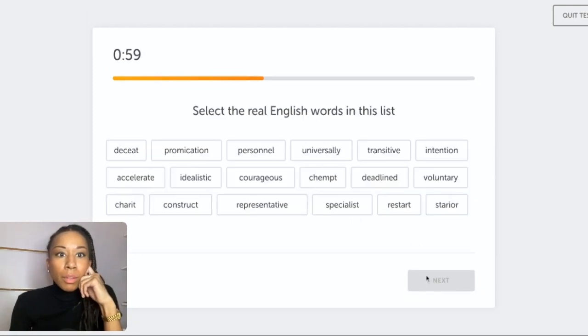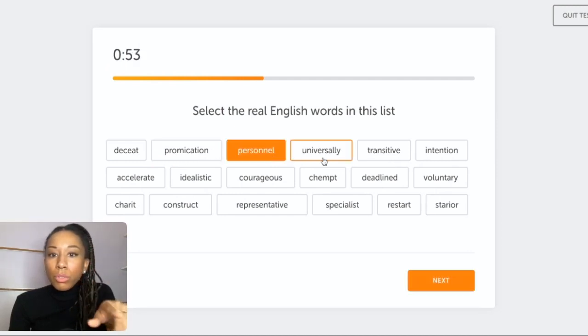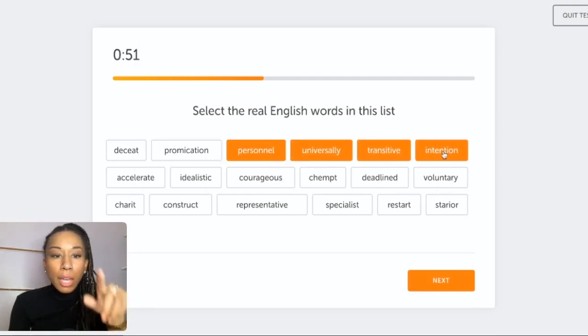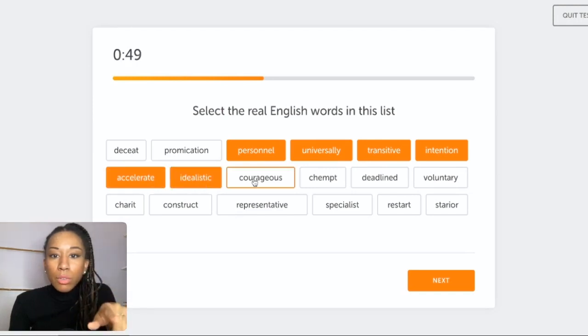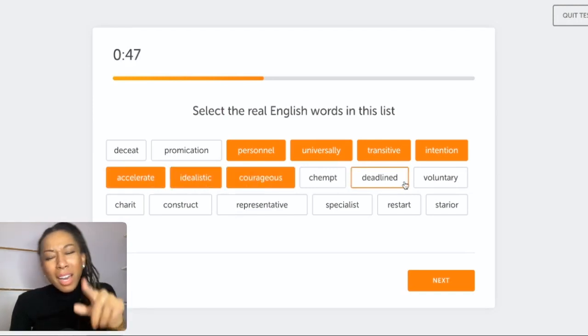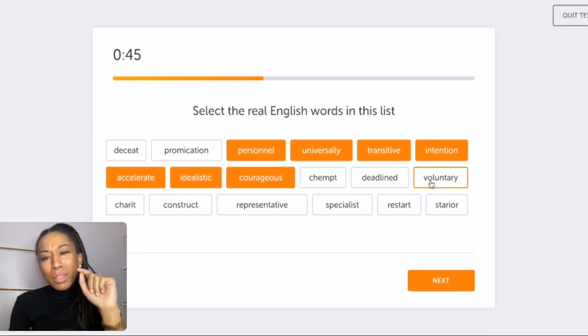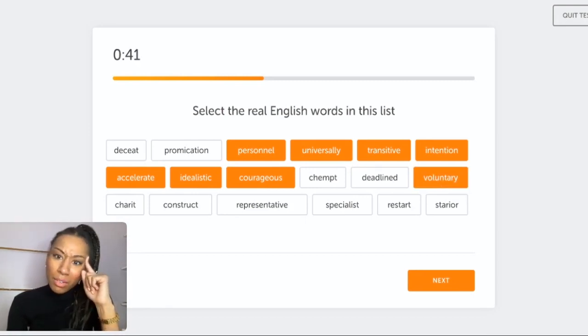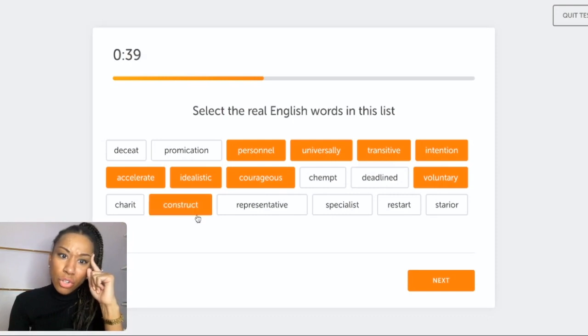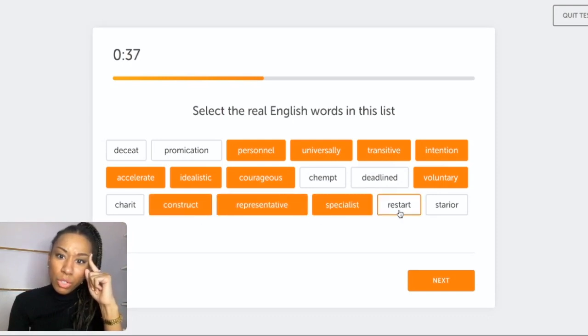Okay. Select the real English words in this list. That's not how it's spelled. Provocation, that's not real. Personal, universally, transitive, intention, accelerate, idealistic, courageous, not a word. Deadlined, I don't think so. Voluntary, yeah. Is that spelled right? Yeah. Construct, representative, specialist, restart.